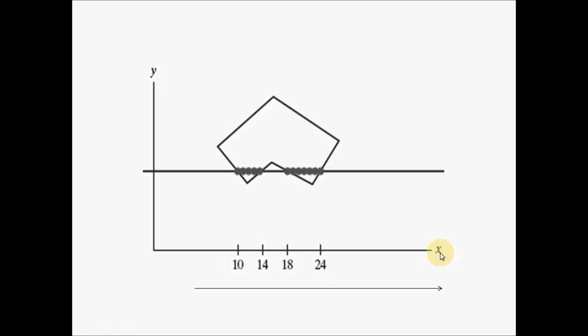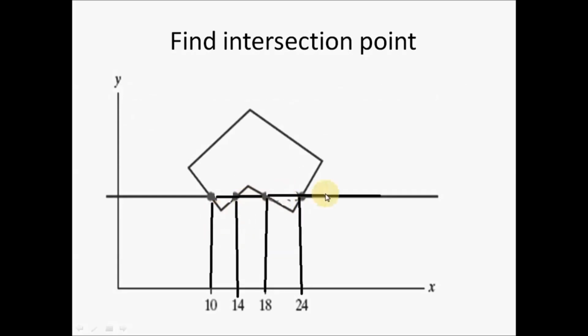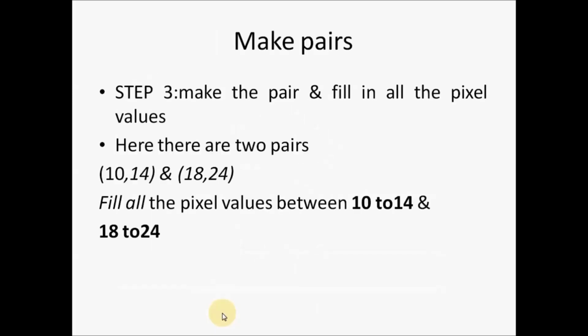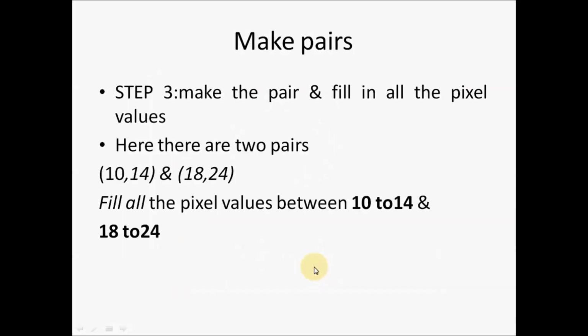So first I found the intersection points. Next I ordered those intersection points in ascending order, or left to right order. Now what is the third step? The third step is to make the pairs. We found the intersection points, 10, 14, 18, 24. We have to make pairs of these intersection points, and fill in all the pixels that come within the intersection points.